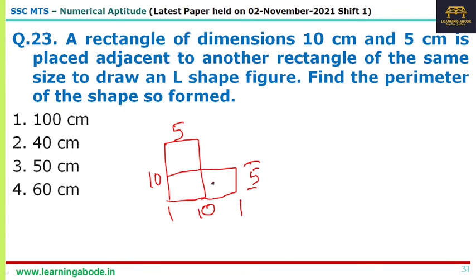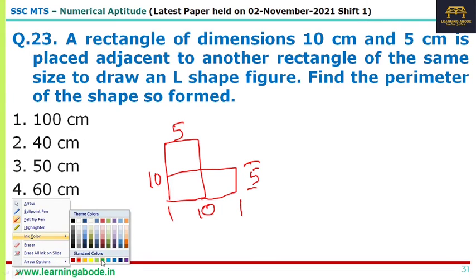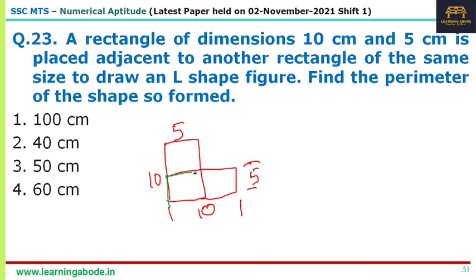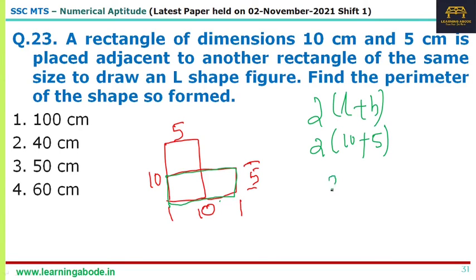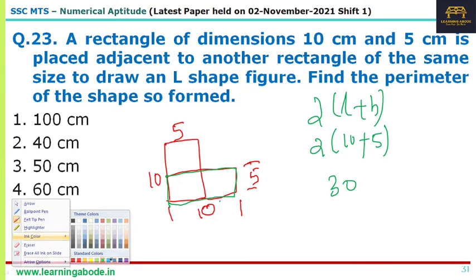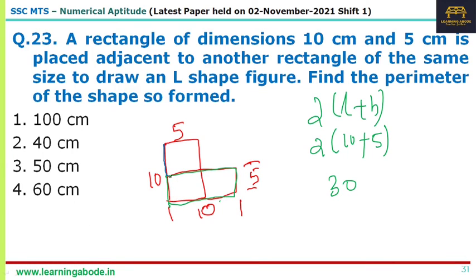Now let's consider this figure in two parts. First, let's consider this area here in the green line. We know the perimeter formula, 2 into L plus B. So here, 2 into 10 plus 5, that's 30. Then we have another area, which I'll show in a different color. This is another blue area here.